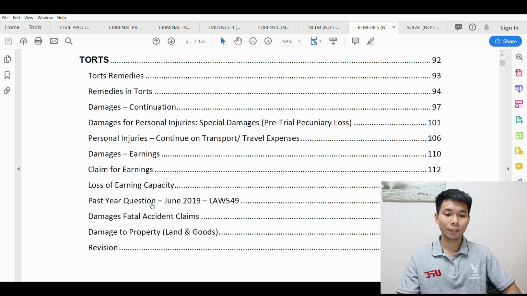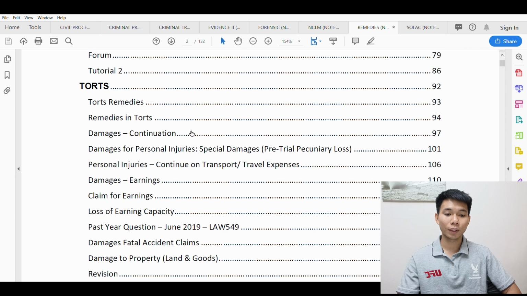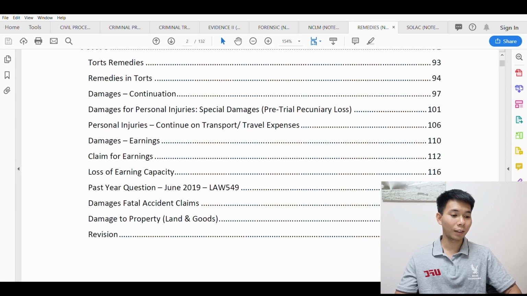For torts, it's about calculating damages such as personal injuries. There's damages for earnings. For example, when you met with an accident, but you can't make as much money as you did before the accident, or the money you make is decreasing as time goes by after the accident. And there will be fatal accident claims, which means the person has already deceased, and from that there's the dependency and estate claim, such as the spouse or children claiming on behalf of the deceased husband, and so on.